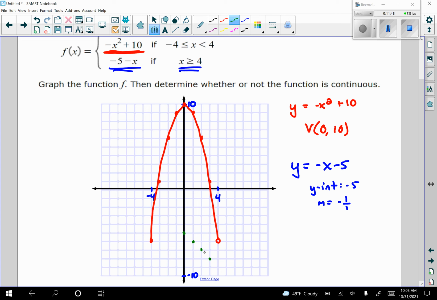Down 1 over 1. Still can't include that point, but right here I definitely can. And then it's just going to go like this. So I need to go back and erase these points. But this is the line y equals -x minus 5. And because the graph is not connected, this is not continuous.